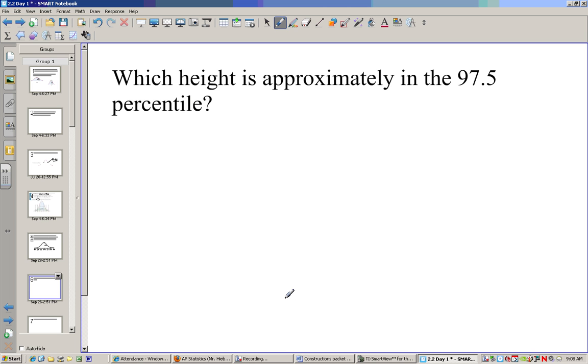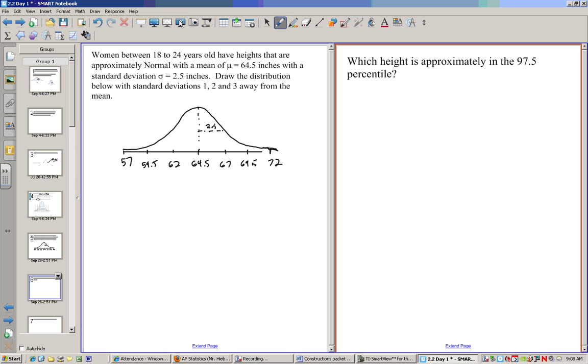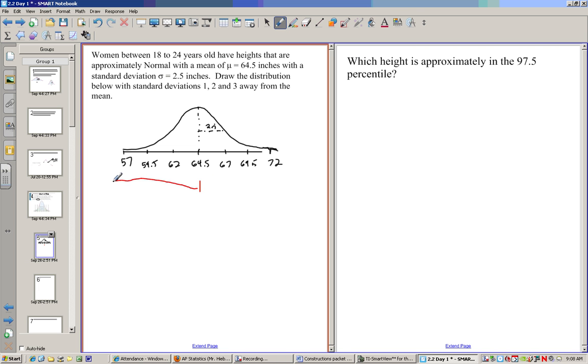Which height is approximately in the 97.5 percentile? All right, now these get a little tricky. The percentile is everything that's below. So if I look from 64.5 and below, that's going to make up 50% of the data. We know between 62 and 67, that's 68% of the data. So that's 34% and 34%.